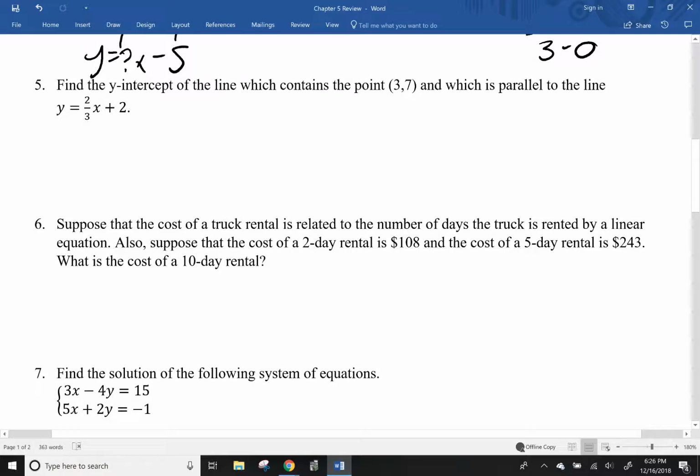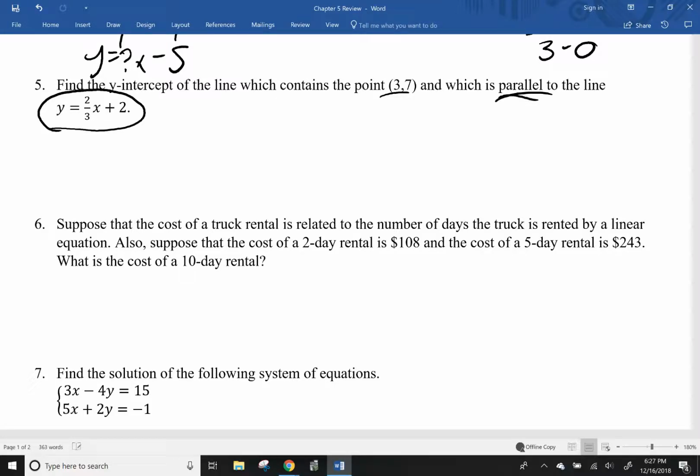Number 5, find the y-intercept of a line which contains the point 3, 7, which is parallel to the line y equals 2/3 x plus 2. Now, parallel means same slope. So although I don't really care too much about this equation it's giving me, I know my line, y equals mx plus b, has a slope, being that it's parallel to this, that has to be the same as that slope. So I know that my slope is also going to be 2/3.